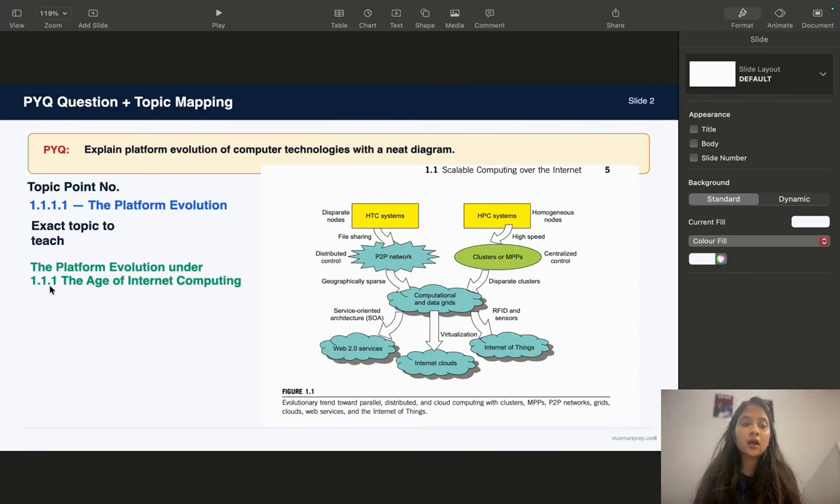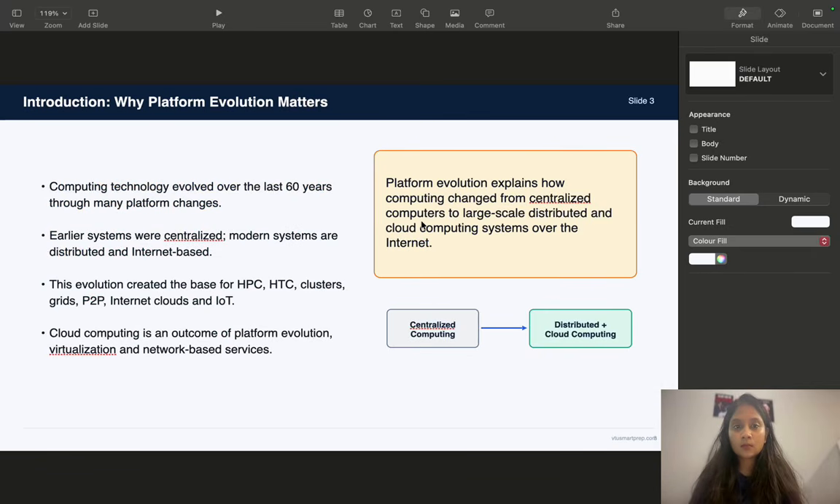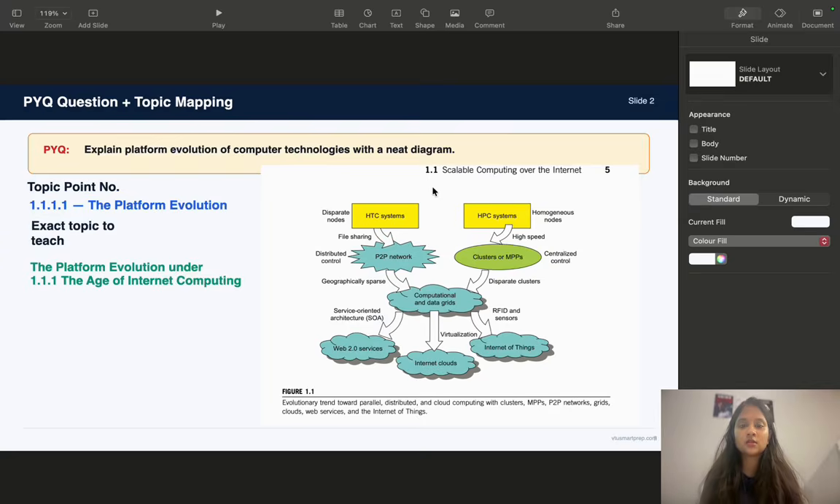Under that you have something called the age of internet computing. Here you can see the diagram which you have to draw for this question, because in the question itself they have told you to explain it along with a neat diagram. Let's get started with the explanation. Before writing the answer, you do not just start with the diagram. First write the definition, mention why platform evolution matters, and then go with the diagram.